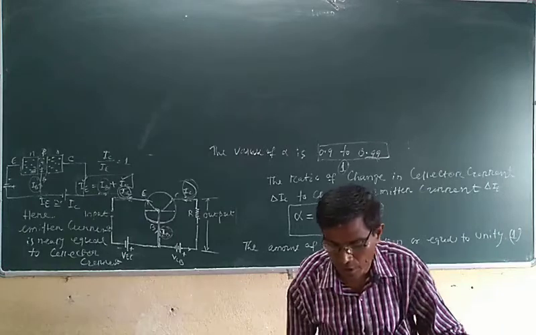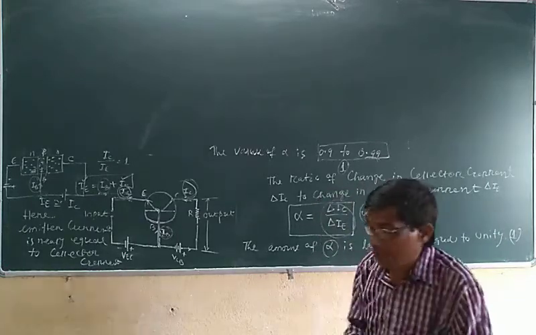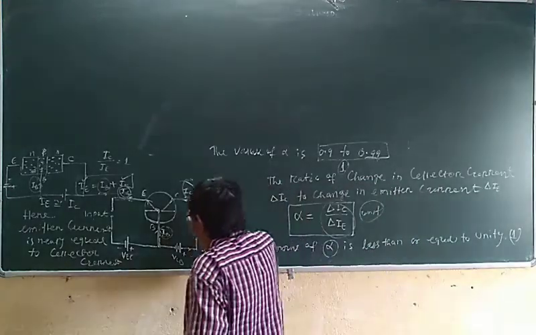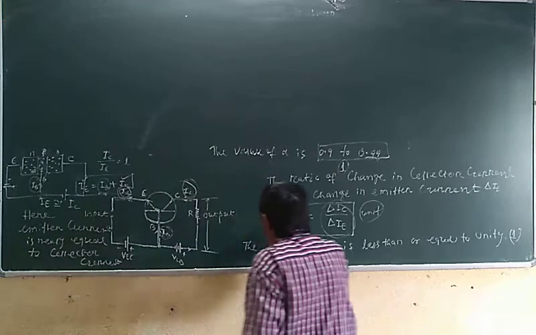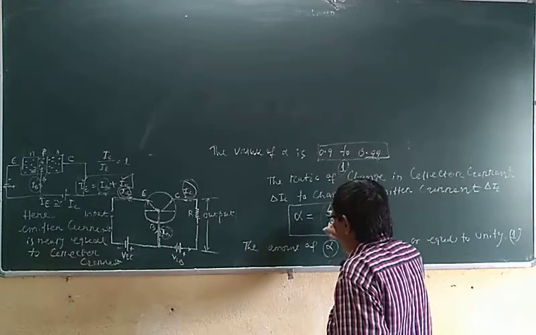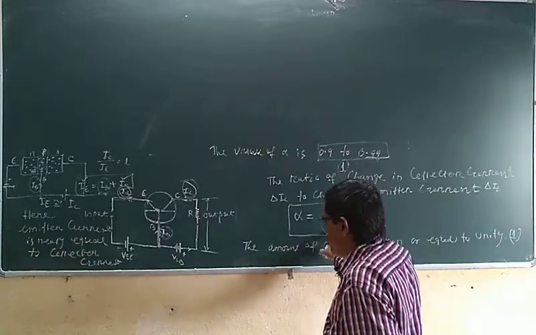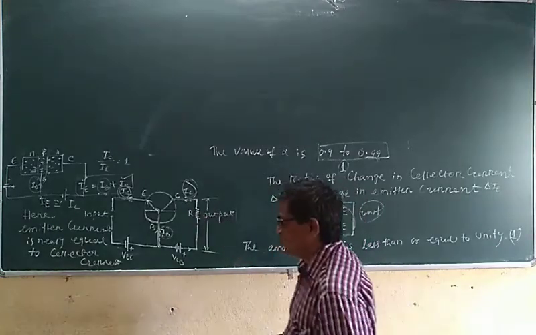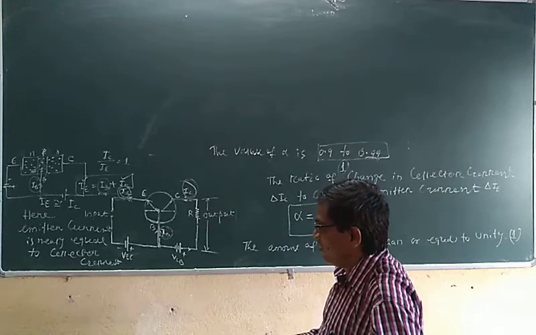Here we consider the collector current, or we calculate the collector current IC. Now we have calculated the current amplification factor alpha. It is the ratio of change in collector current to change in emitter current. Further, we calculate the collector current in a common base connection.